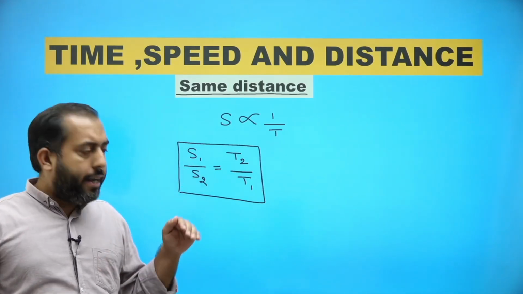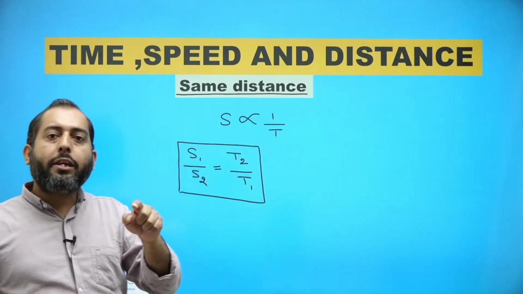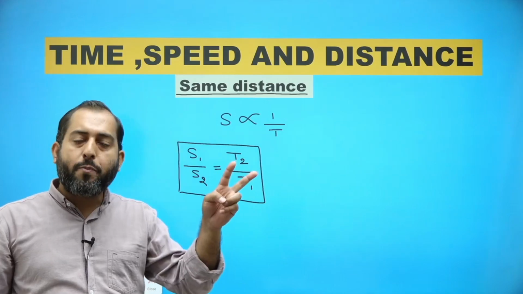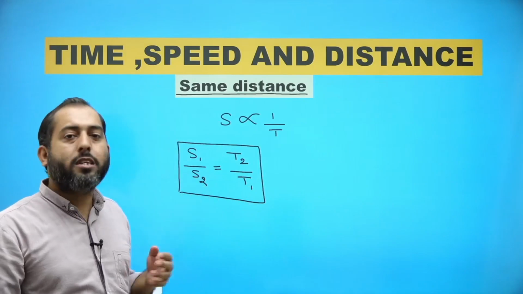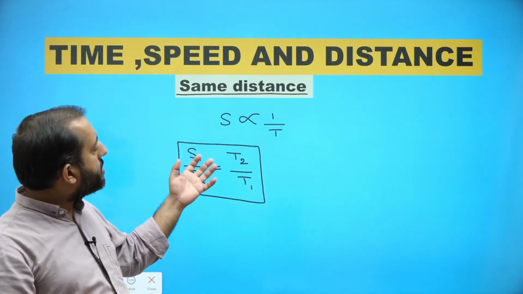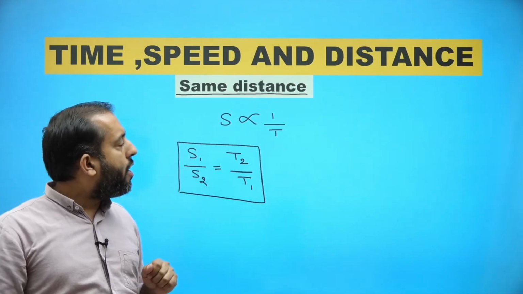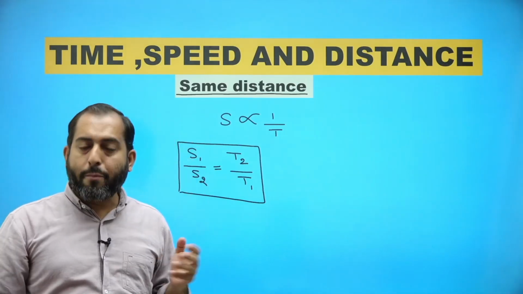And it can be that one object is moving with two different speeds in two different scenarios, taking two different times. This can be a scenario here. So let's understand how to utilize this formula and the same distance concept through questions now.